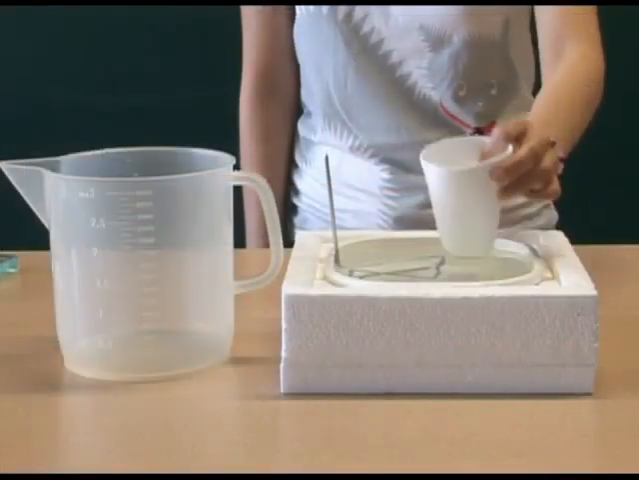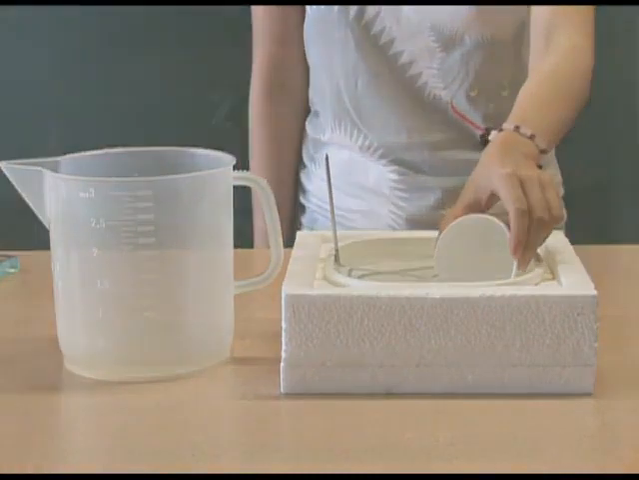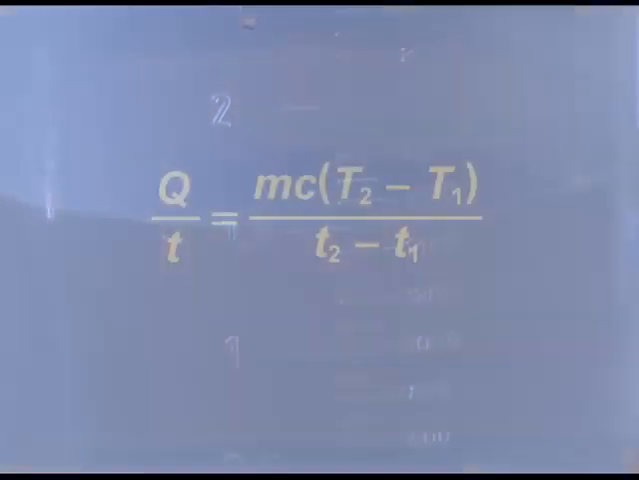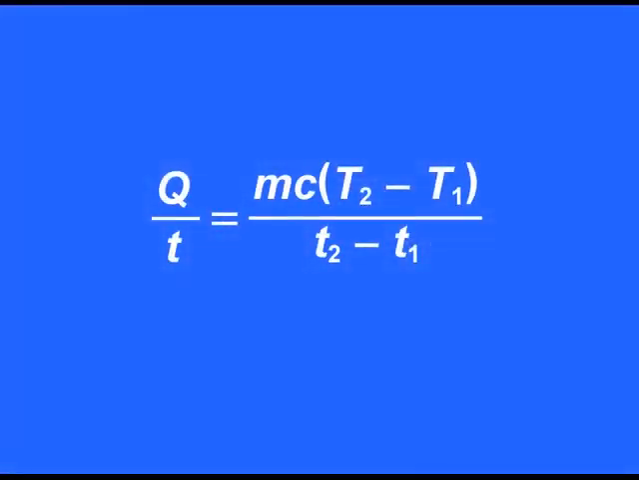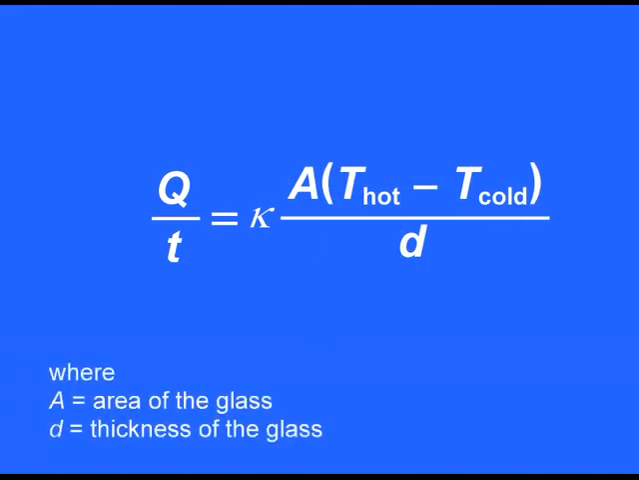Pour the water in the box into a measuring cylinder to find out the volume, thus the mass of the water. From the data obtained, calculate the rate of energy loss for the water in the container by using this formula. As energy is lost through the sheet of glass mainly by conduction, we can equate the rate of energy loss to the rate of thermal conduction and determine the thermal conductivity, kappa.